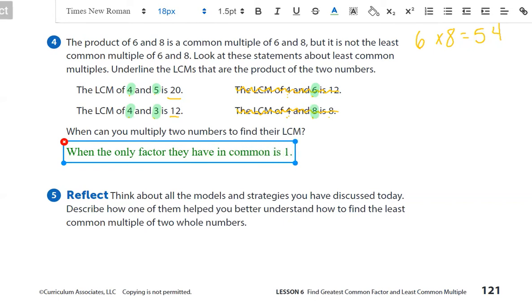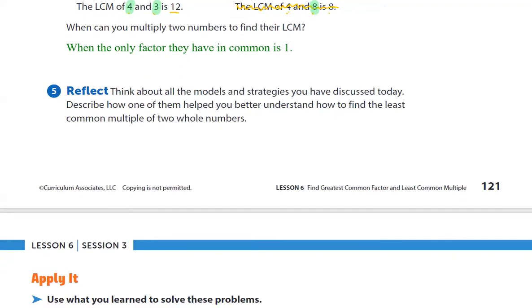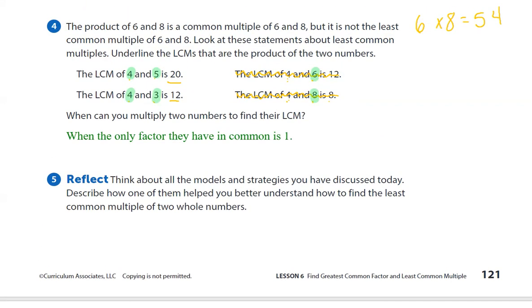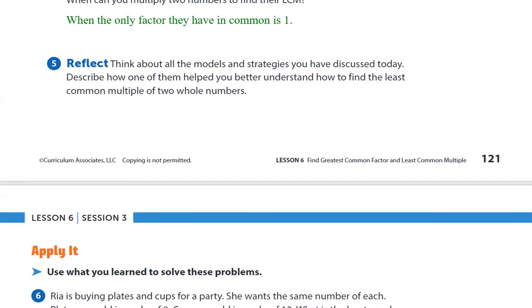There we go. So we listed out all the factors for 4 and all the factors of 5. The only factor they'd have in common would be 1. But if we listed out the factors for 4 and 6, their common factors would be 1 and 2. That doesn't work. Okay, number 5 is for you to do.